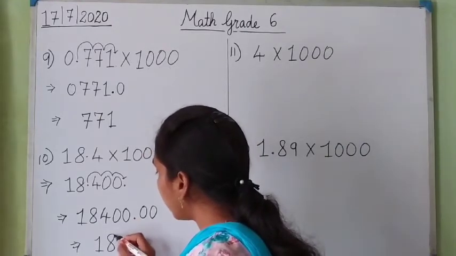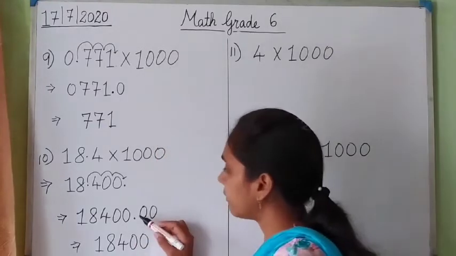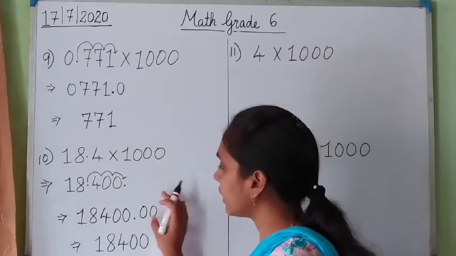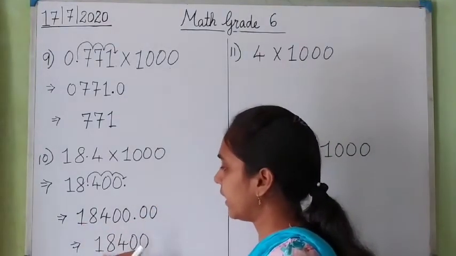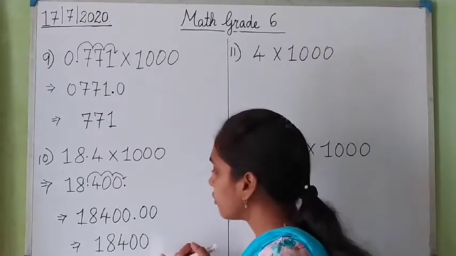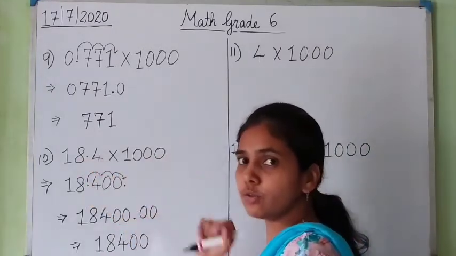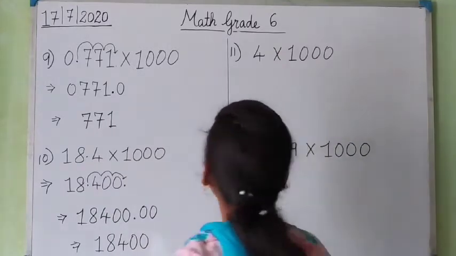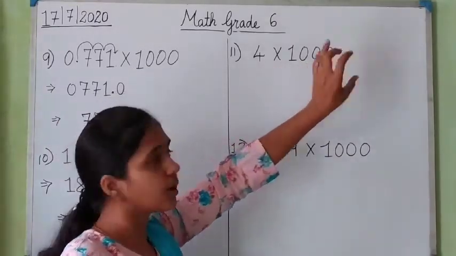So it becomes 18400. Because if there are only zeros after the decimal point, then it is okay that we don't write them. So we write the number like this, 18400. This is the number after multiplication of 18.4 into 1000. We get 18400.